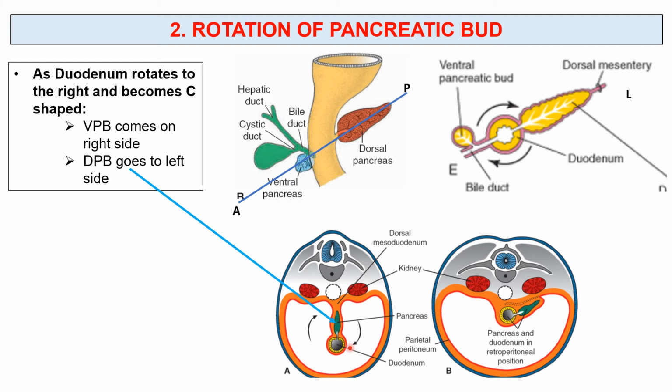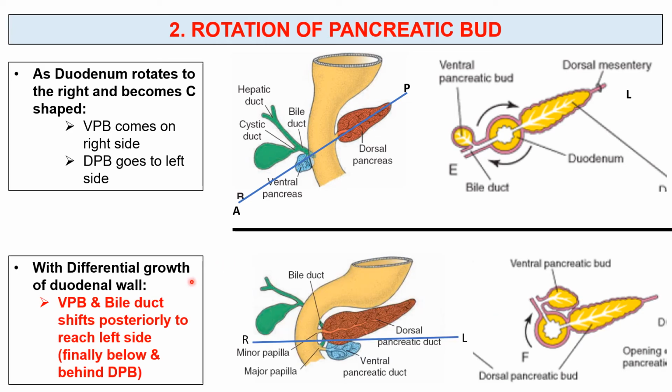So in the picture, we can see the dorsal pancreatic bud has shifted to the left side. What will happen to the ventral pancreatic bud? Although in this picture the ventral pancreatic bud is not shown, what will happen to it? It will shift to which side? To the right side. It will come onto the right side. In the first picture, we can see the ventral and the dorsal pancreatic bud in its cut section.